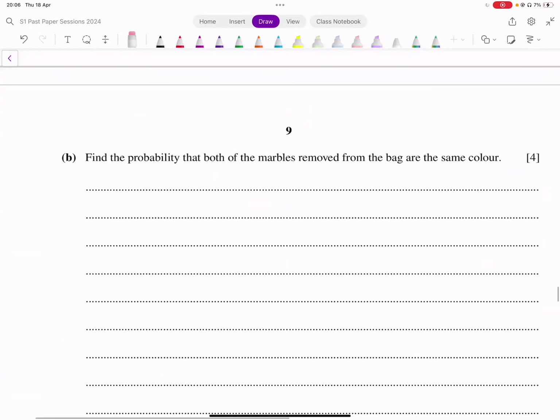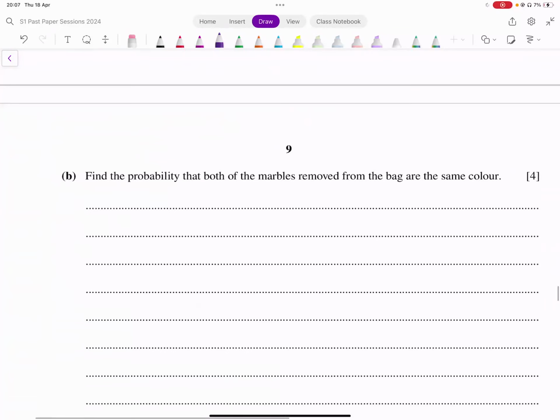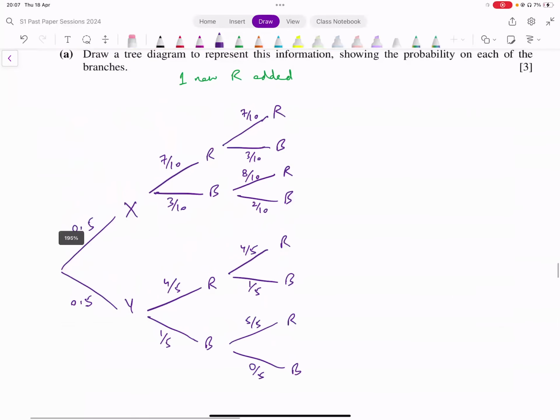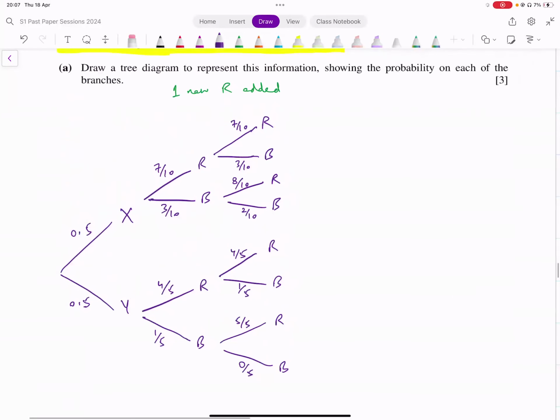Now it says, find the probability that both of the marbles removed from the bag are the same color. Okay, now that you've made that tree diagram, I think the rest of it is not going to be very difficult, because the rest is going to be a standard probability question. Now, what are the possibilities that we have? It could either be red, red, blue, blue, red, red, blue, blue. You just add all of these probabilities, and that's going to give you the result.